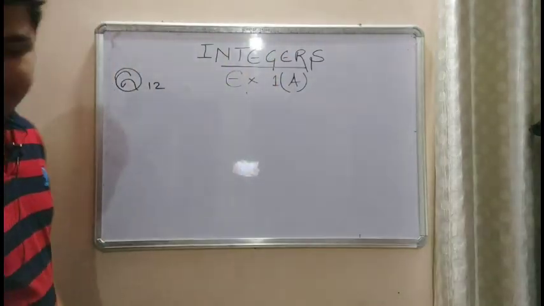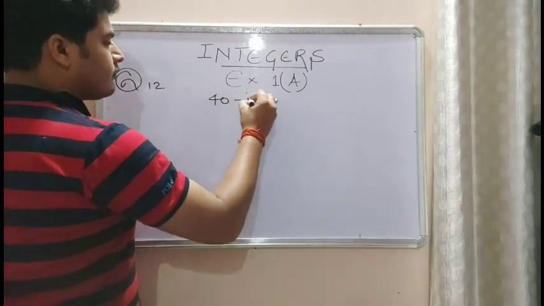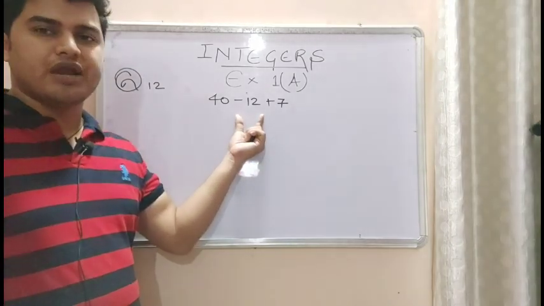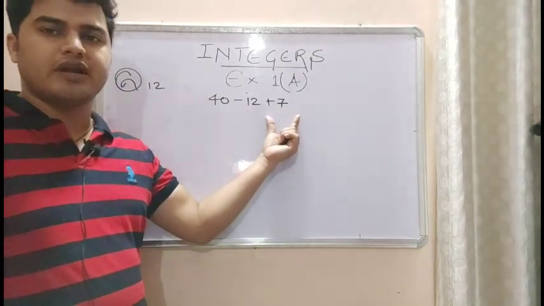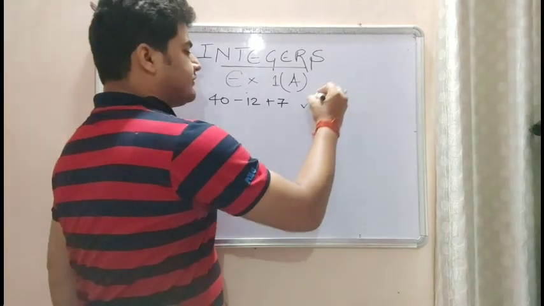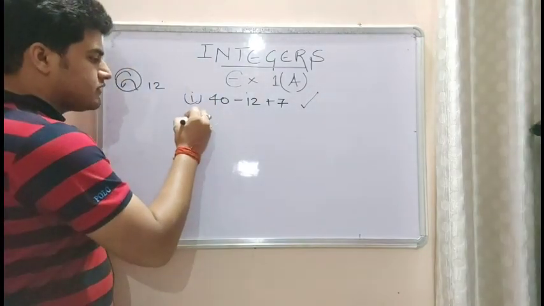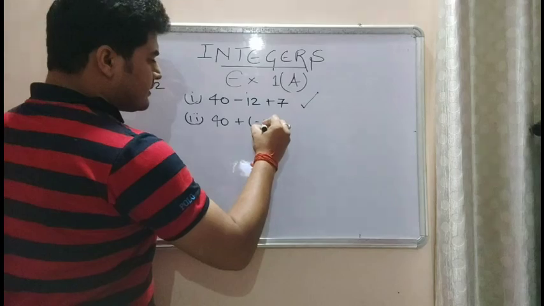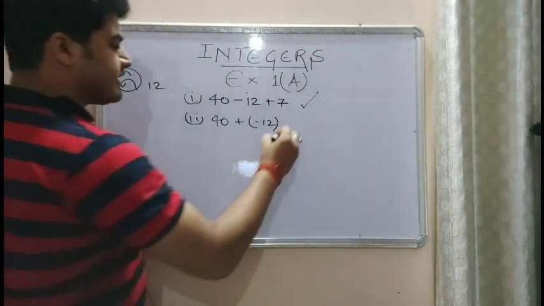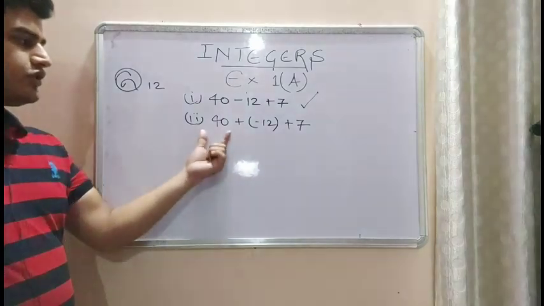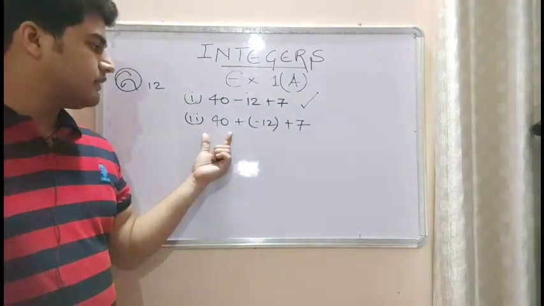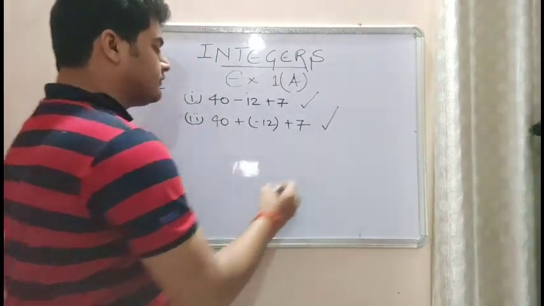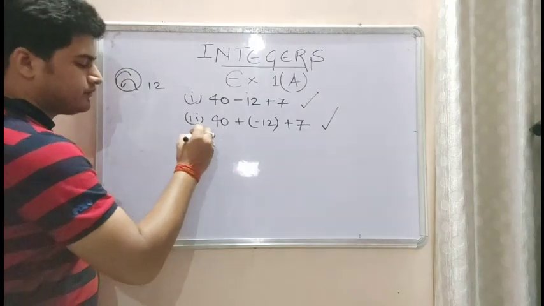So the first one is 40 minus 12 plus 7. So 40 is the total marks, 12 is being subtracted for incorrect grammar, 7 is being added for creativity. So it is correct. Second expression is 40 plus minus 12 and then plus 7. Again 40 is the total marks, minus 12 is for the incorrect grammar and 7 is for the bonus points. So it is also correct.